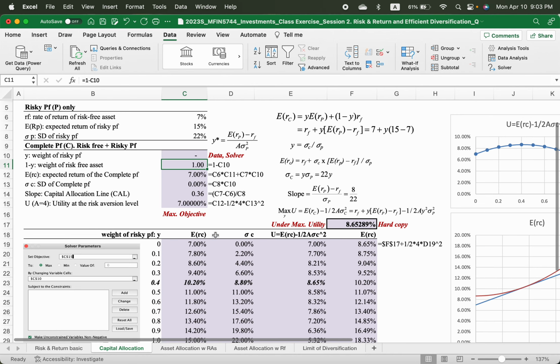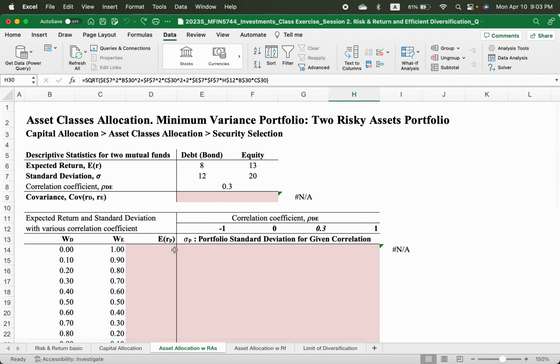Now once we find this, the weight of the risk-free and risky portfolio asset, what was it, 0.41 and 0.59. Now let's find the weight of the risky assets within the risky portfolio, which is the asset allocation, right? In this asset allocation, with the minimum variance portfolio, with the 2 risky asset portfolio, we'll cover it in the next video clips. You guys, bye-bye.